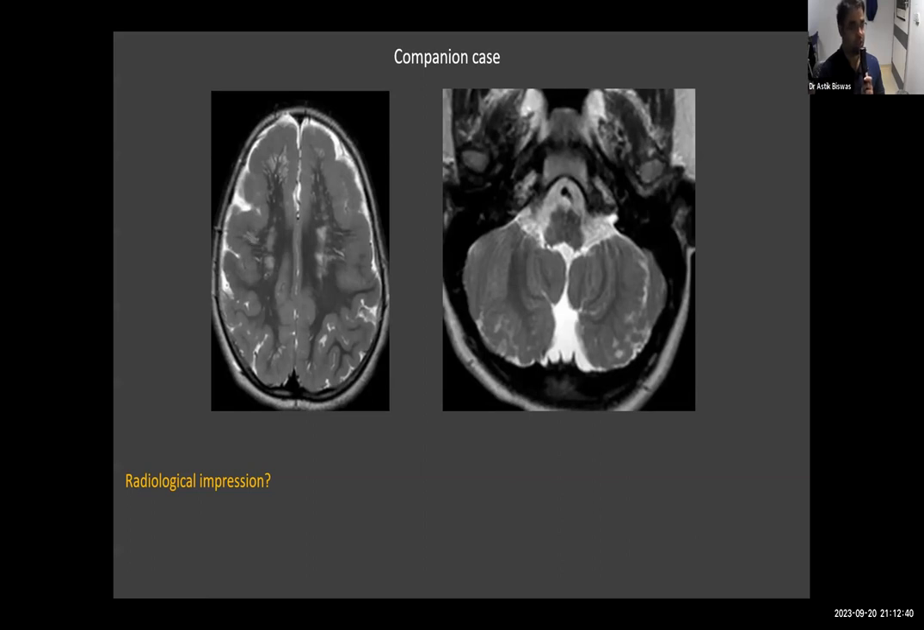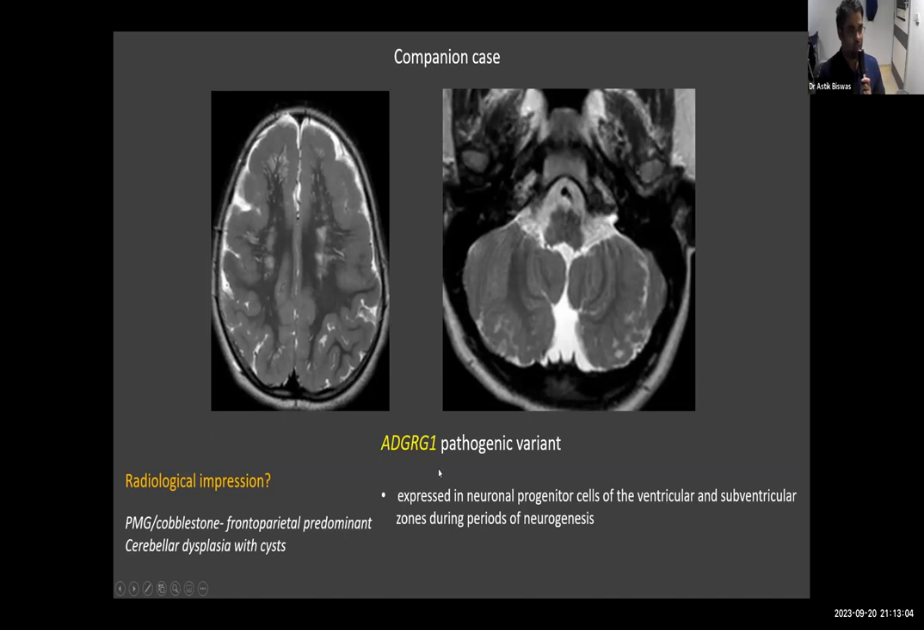the distribution. So this is frontoparietal distribution that you can see in the cerebral cortices, in addition to cerebellar dysfoliation and microcysts. Creatine kinase in this case was normal, so these findings are quite typical for GPR56 mutations. It was known as GPR56 before the new name, ADGRG1. And this is expressed in the neuronal progenitor cells of the ventricular and subventricular zones, explaining that they can be involved in neurogenesis and migration.